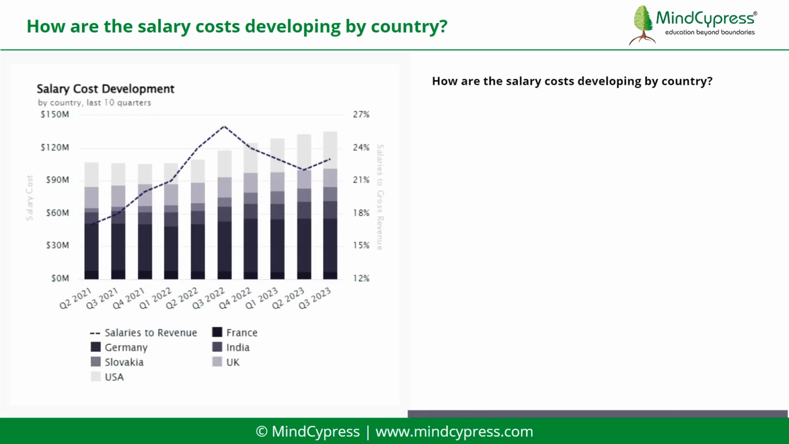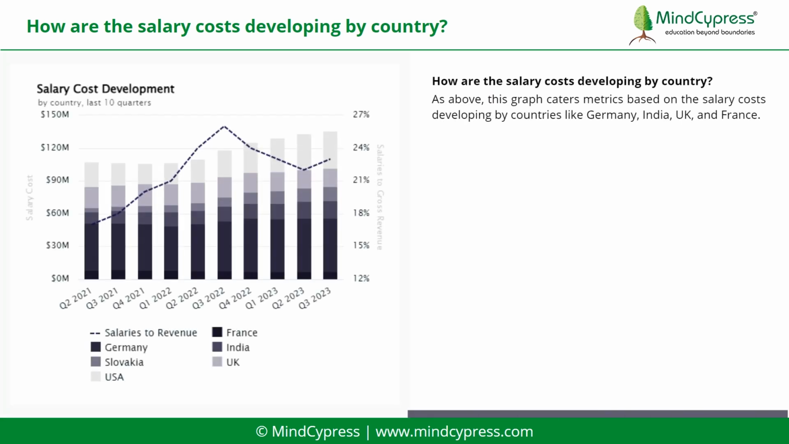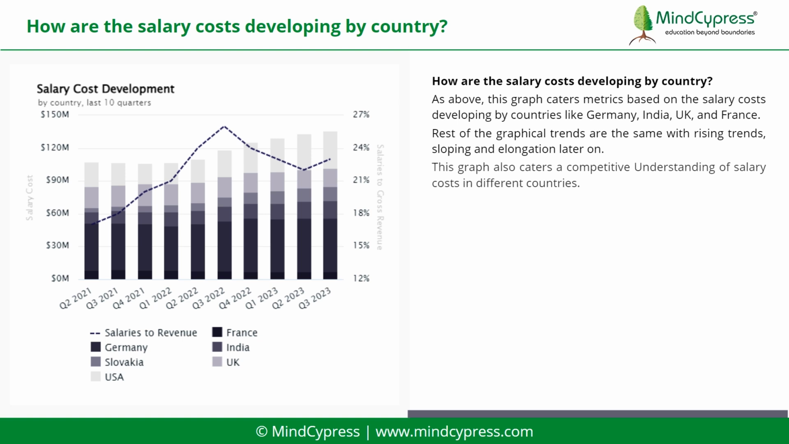How are the salary costs developing by country? As above, this graph offers metrics based on the salary costs developing by country, such as Germany, India, UK, and France. The rest of the graphical trends are the same, with rising trends, sloping, and elongation later on. This graph also offers a competitive understanding of salary costs in different countries.